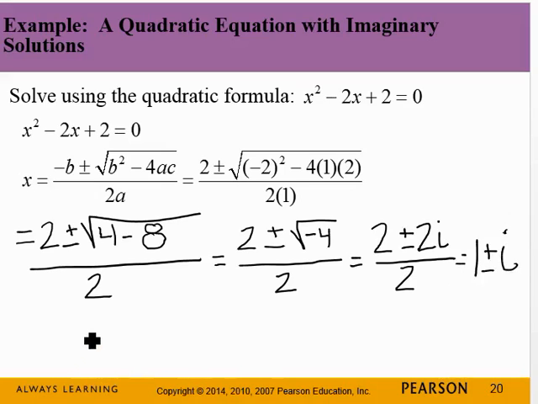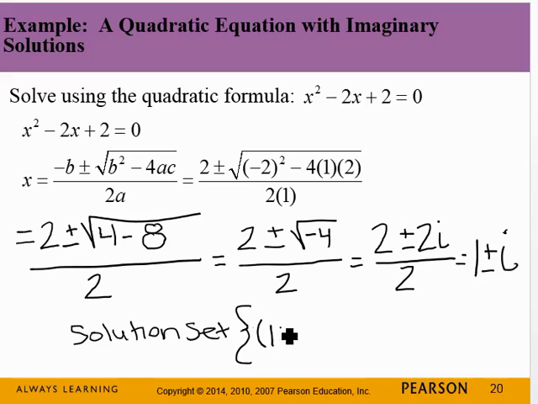So in this case, your solution set would be 1 plus i, and then you have 1 minus i. So we solved using our quadratic formula. This down here, our solution set, is the solution, and we used our imaginary numbers.